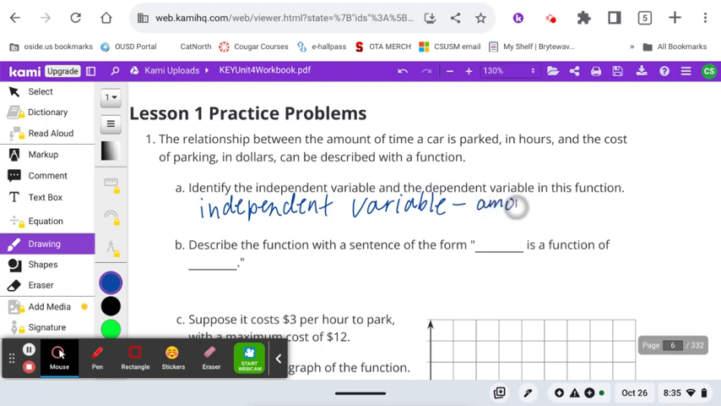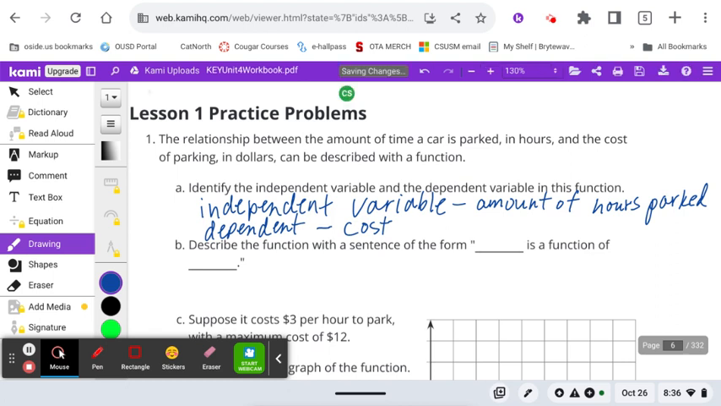That's the amount of hours that you're parked. And the dependent is the cost, because that's the one that changes when you park for longer. Describe the function with a sentence of the form, blank is a function of blank. What do you think? The parking cost is a function of the amount of time.